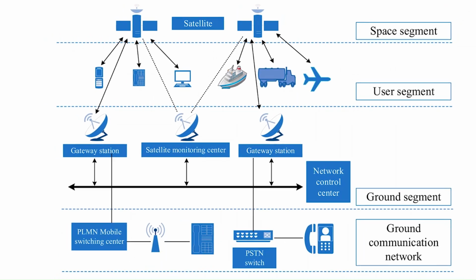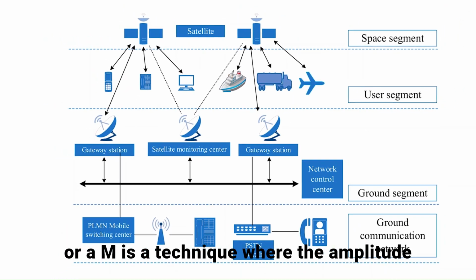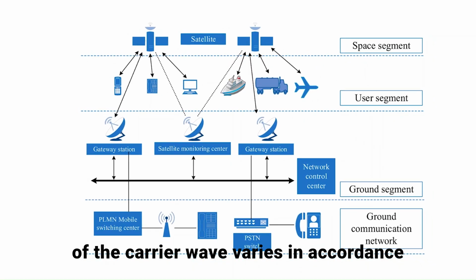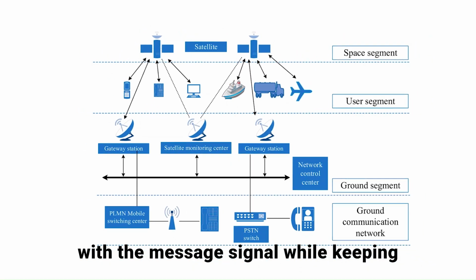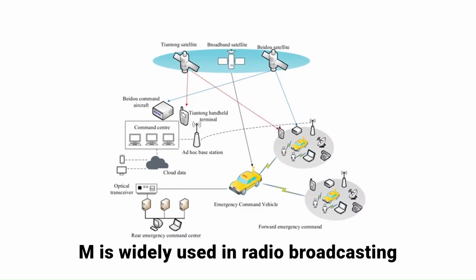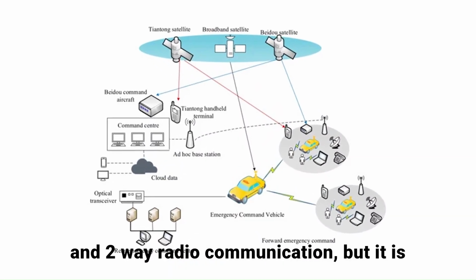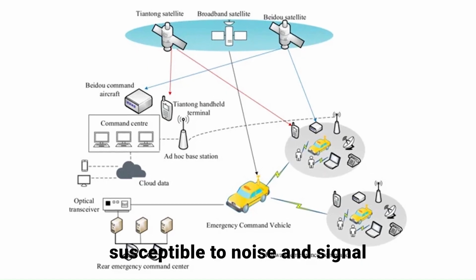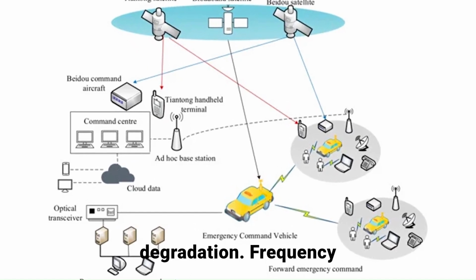Amplitude modulation, or AM, is a technique where the amplitude of the carrier wave varies in accordance with the message signal while keeping frequency and phase constant. AM is widely used in radio broadcasting and two-way radio communication, but it is susceptible to noise and signal degradation.